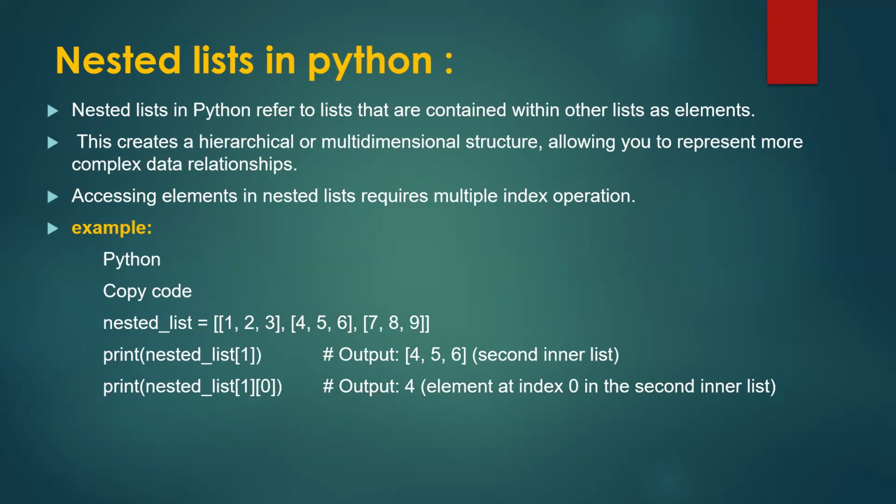Example: nested list equals [1, 2, 3], [4, 5, 6], [7, 8, 9]. And print nested list[1], output will be 4, 5, 6. This is the second inner list. And print nested list[1][0], output will be 4. So it is the element at index 0 in the second inner list.